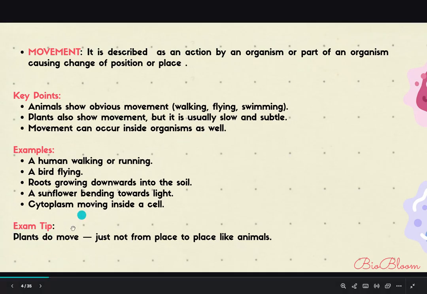Now, an exam tip that I would like to give you is that whenever they ask you, do plants move? Yes, plants definitely move, but not just from place to place like animals and we do.